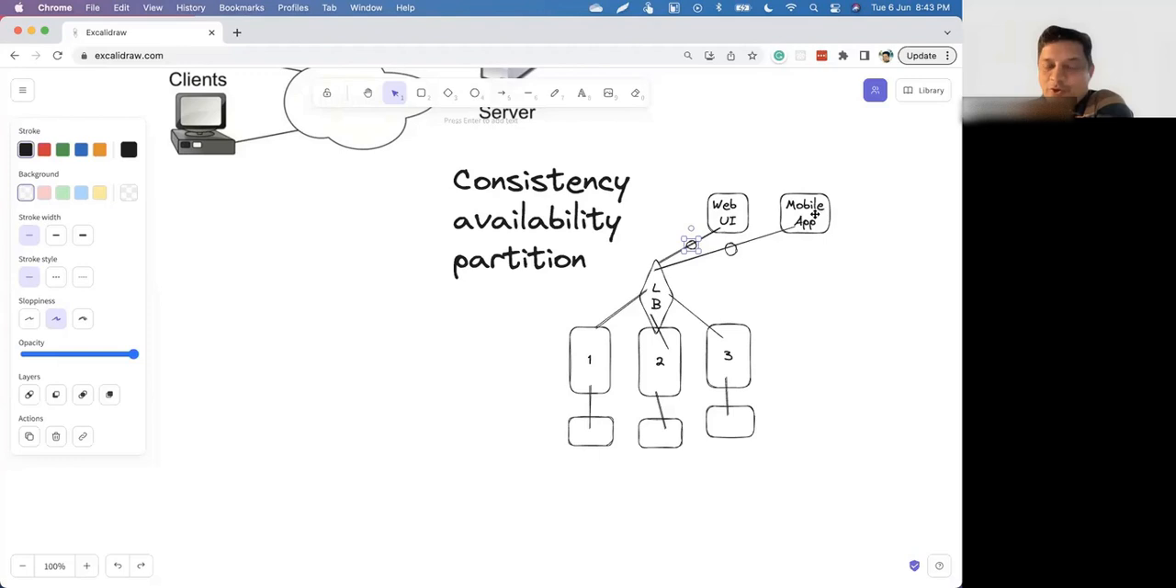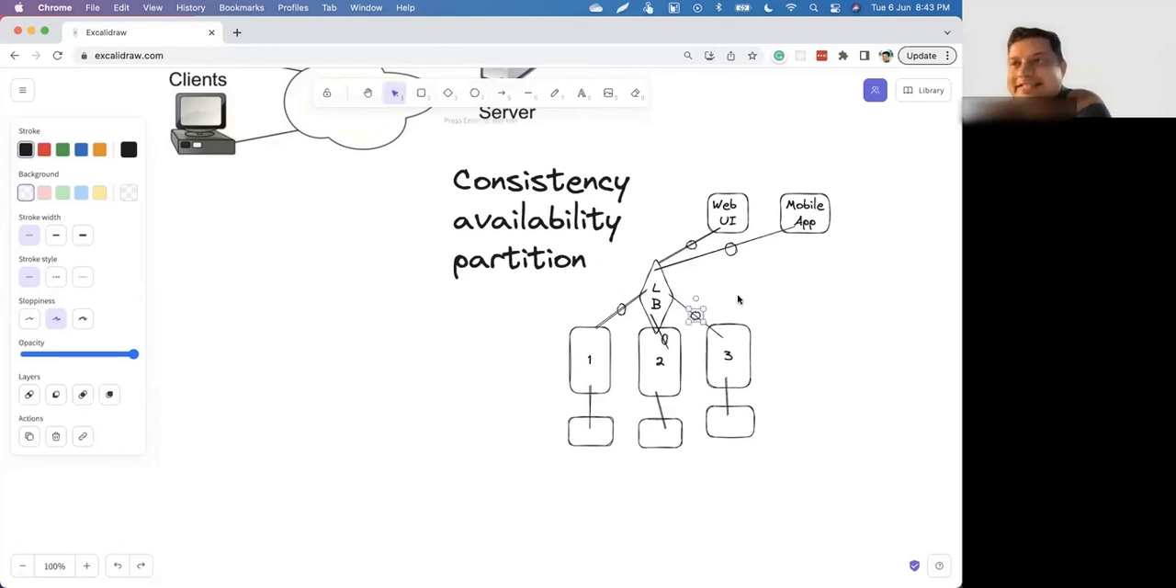If you go through the web UI and see that your order is not there, is this consistency or not? Consistency means that if you are using different clients, or if your request is going through different servers, still it should fetch the same data.